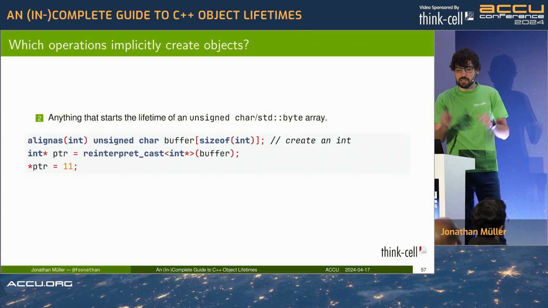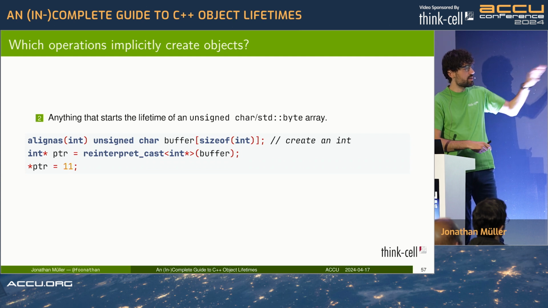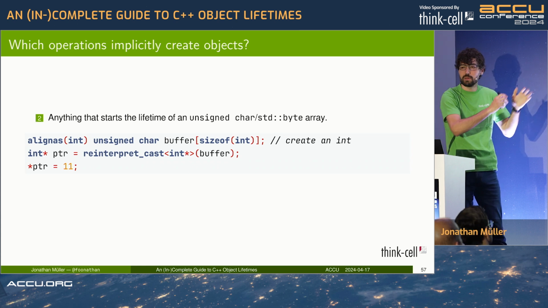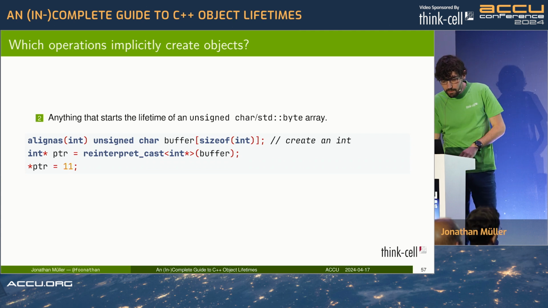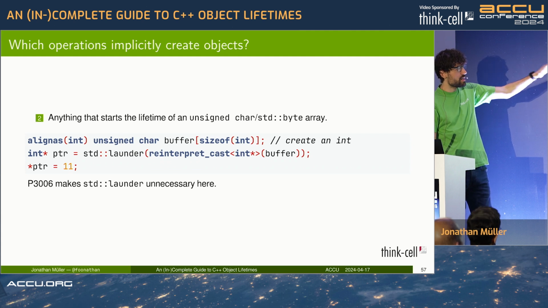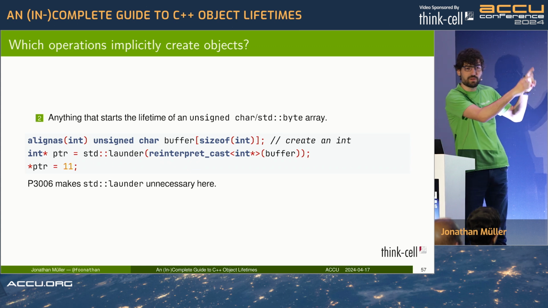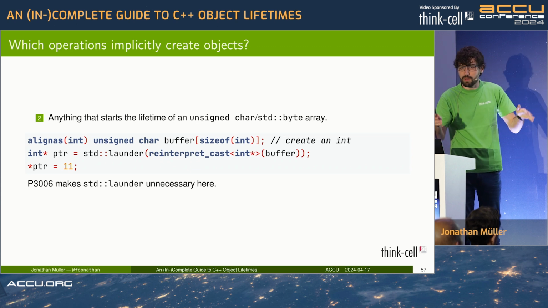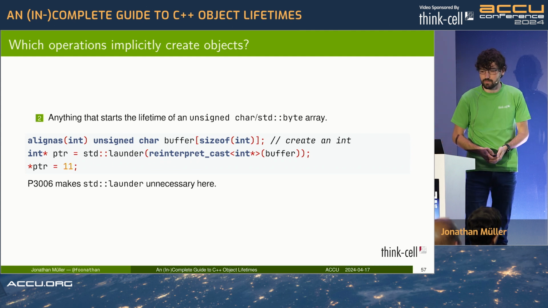Anything that starts the lifetime of an unsigned char or std::byte array also creates objects. So here we've got a buffer for an int, and then we start using it as an int. We haven't created any int in there, so the compiler helpfully goes ahead and creates an int to make this code valid. There's actually another bug in the standard here, where we have to use std::launder. I don't want to go into why we need the std::launder right now. Just pretend it doesn't exist, and it really shouldn't. It's a bug in the standard, but for now we have to write the std::launder in order to get the pointer. But ignore that. The idea is we've got some buffer of unsigned char. We use it as an int, the compiler creates an int, and we can start using it.